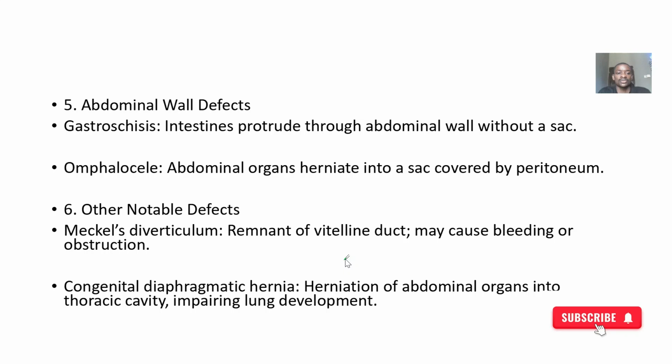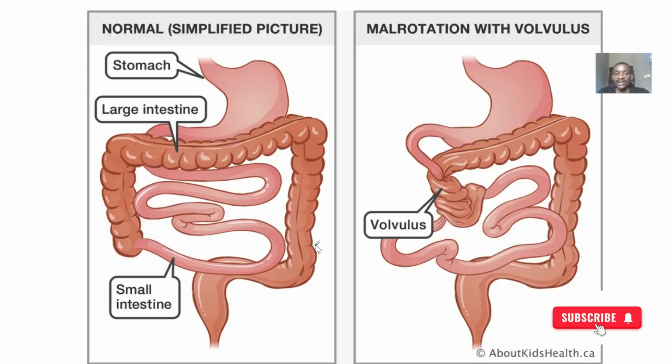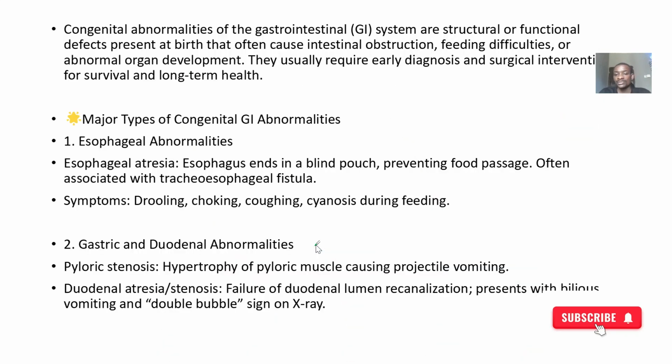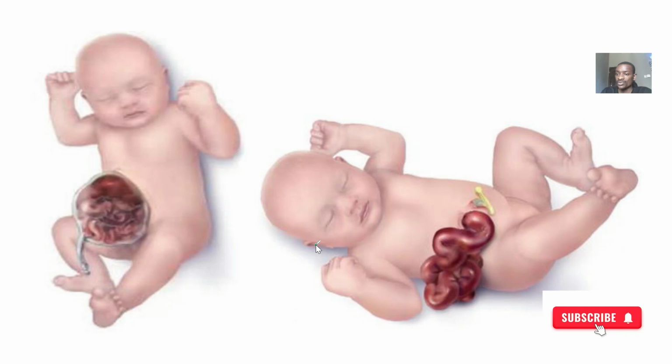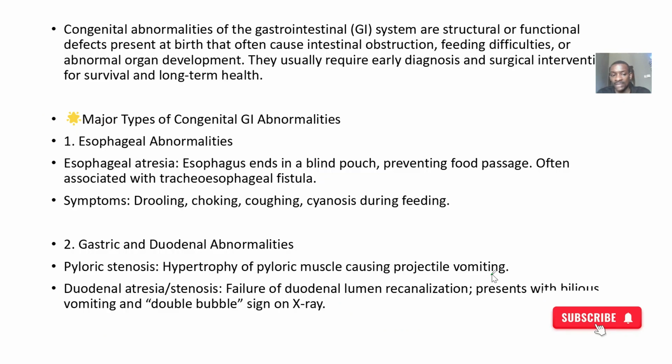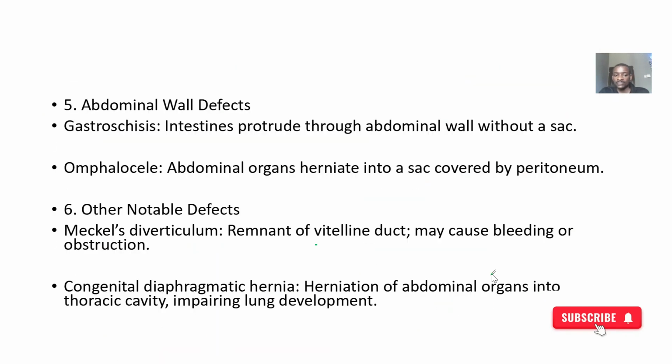Okay. So abdominal wall defects, this is where you have gastroschisis and omphalocele coming in, with omphalocele having a covering, while in gastroschisis the intestines are just out like that. Okay, so other defects include Meckel's diverticulum and congenital diaphragmatic hernia. So this is just an introductory video to them. We'll come back and discuss all of them one by one.